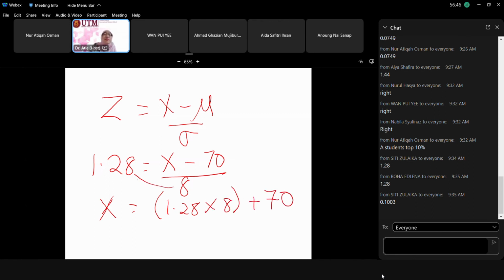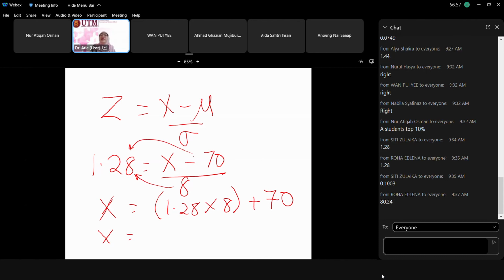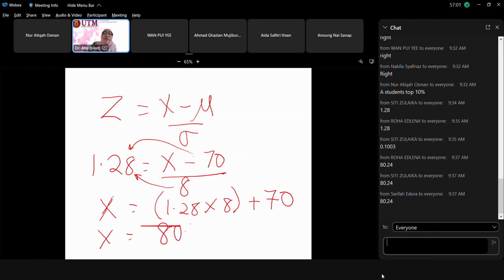So this one, bring it to here, and then this one, bring to the other side. So we will get our value of x. Okay, can somebody tell me? 80 point, thank you Idora, 80.24, right? So this is the answer.